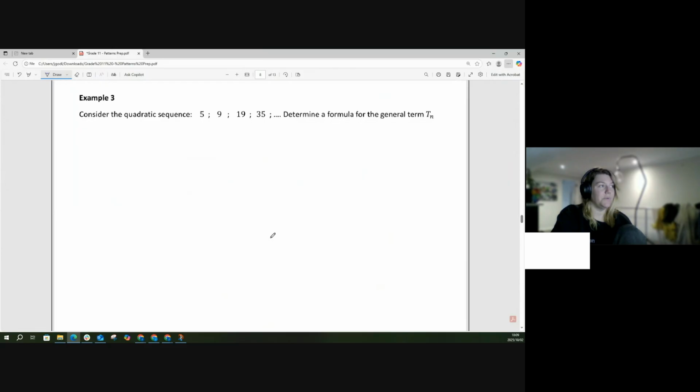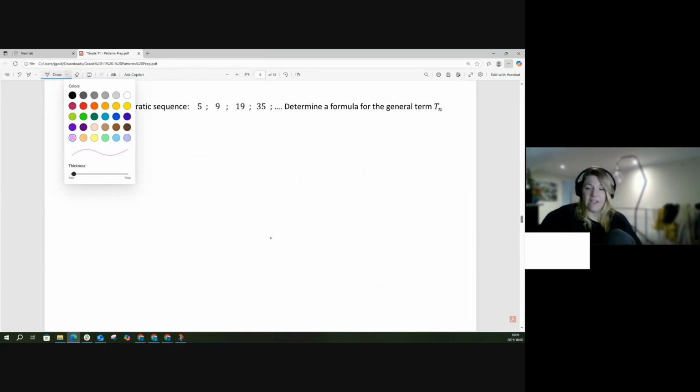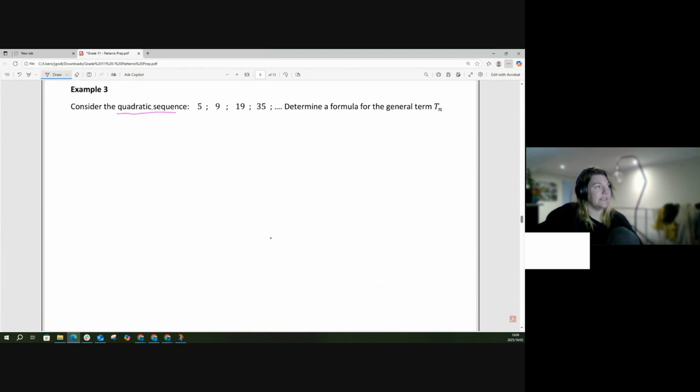So let's try and put this into work. First thing I'm going to do, whenever I have a quadratic sequence, so if my question has a quadratic sequence in it, the first thing I'm going to do is I'm going to draw my steps. A plus B plus C. 3A plus B, 2A.